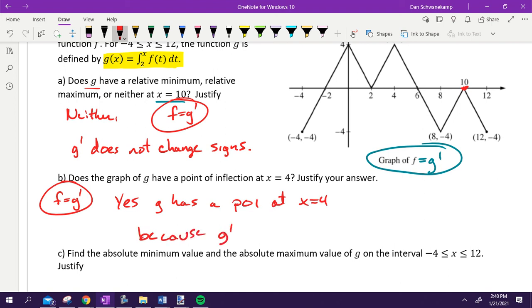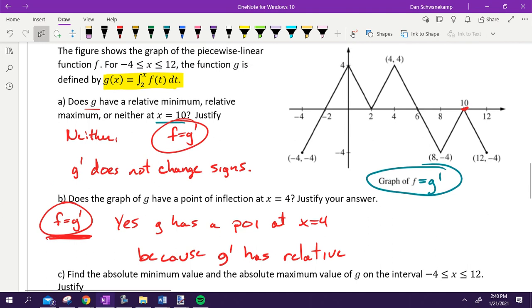G prime, because that's what it is. But again, I had to make this connection. F equals G prime. Anybody have a reason? Because G prime does what here? G prime has relative extrema. That's just memorizing the chart. We know that if G prime has relative extrema, like it does right there, there's a maximum, then it is going to be a point of inflection. Done.